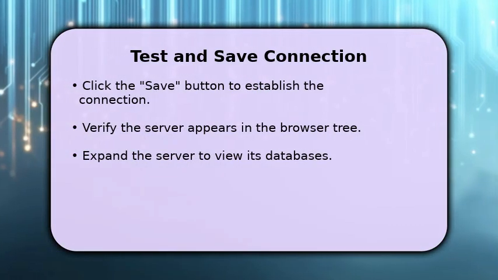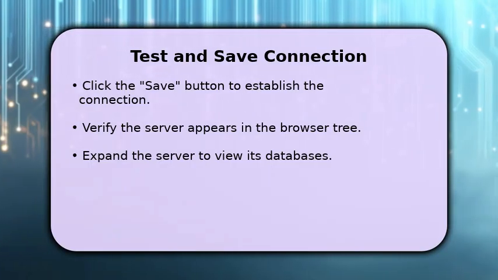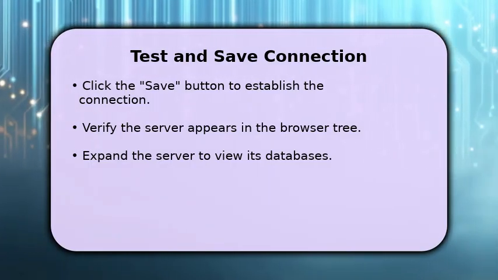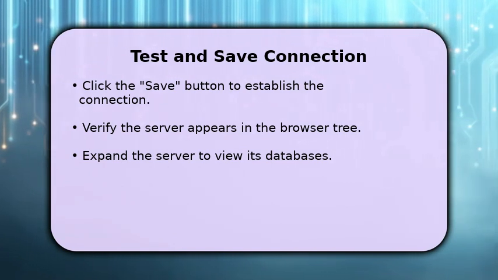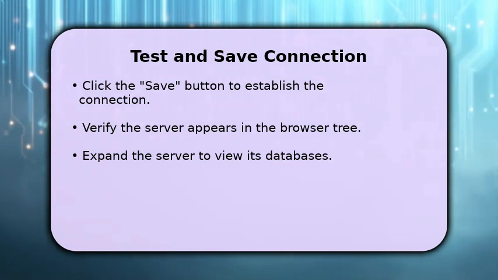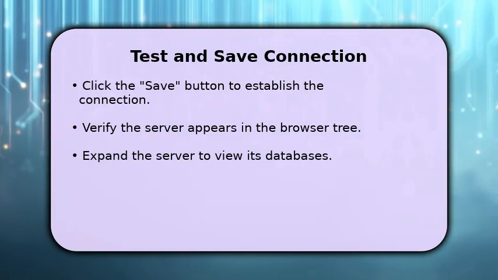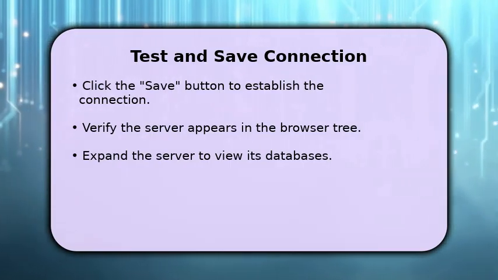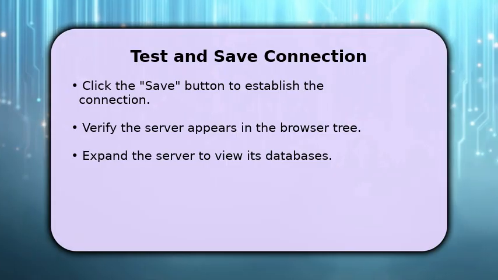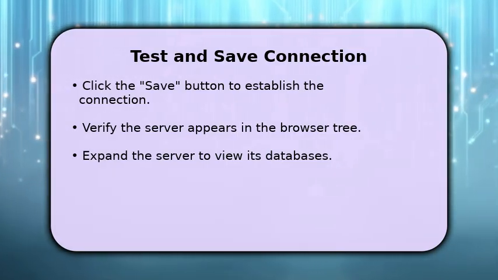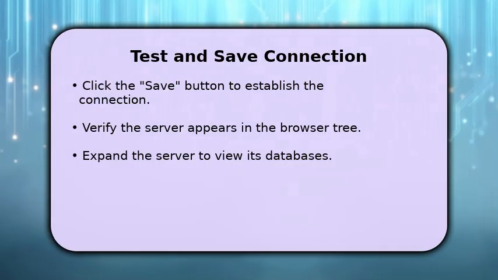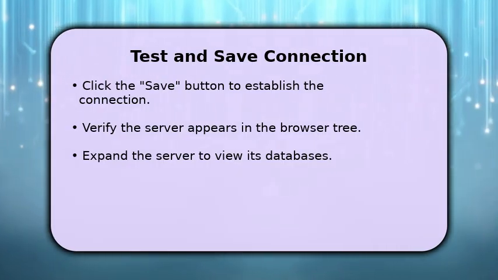Once all the connection details are entered, simply click the Save button. PGAdmin will then attempt to connect to your database. If successful, your new server will appear under the Servers group in the browser tree. You can then expand the server entry to see the databases available. If there are any issues, double-check your host, port, username, and password. You're now ready to manage your databases.